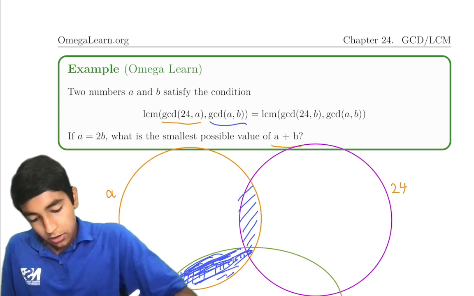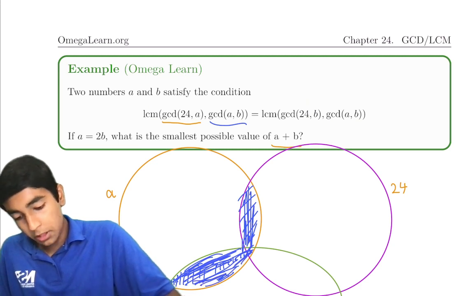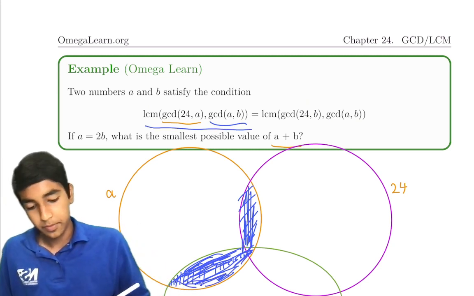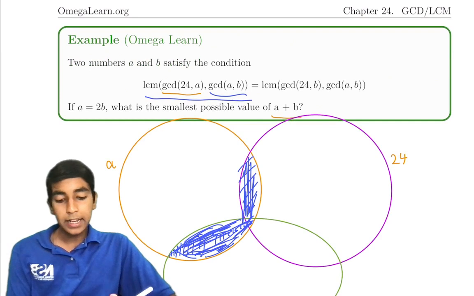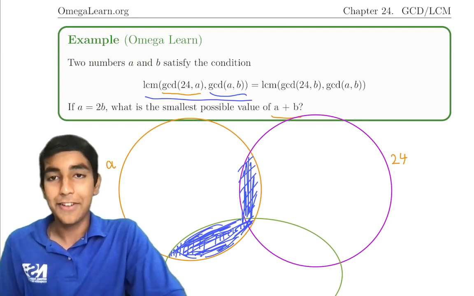So this whole region right here, let's just call it the blue region, whatever, these represent all the prime factors in this term here. Now, what about the second condition? Well, it turns out that the second condition is actually quite symmetric.